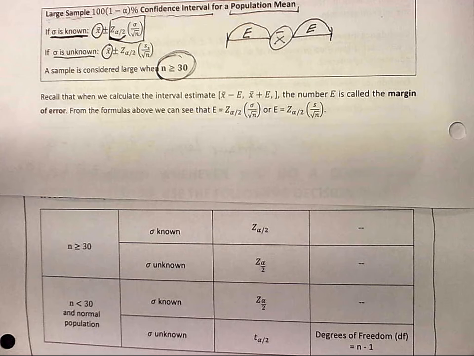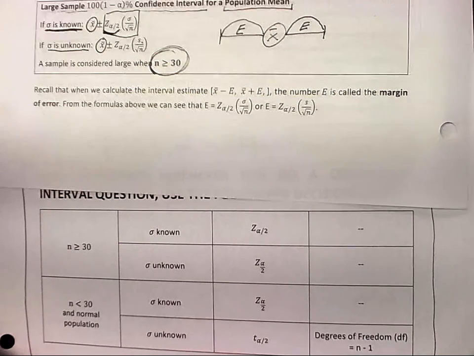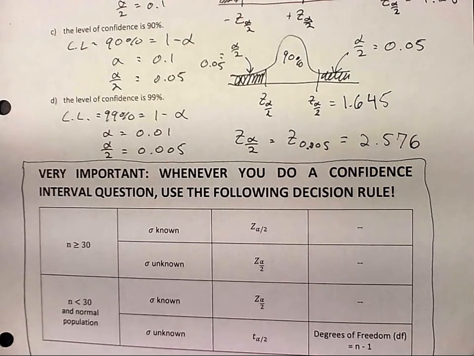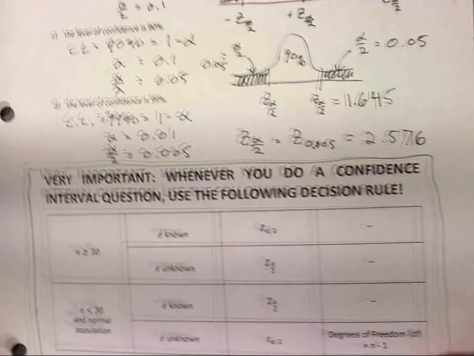But, and here's the important thing, whenever we have small samples and sigma is unknown, now we're no longer going to be using z sub alpha divided by 2. We're going to start using t sub alpha divided by 2. And t sub alpha divided by 2 is a different kind of distribution. So let's take a look at that different kind of distribution so far.